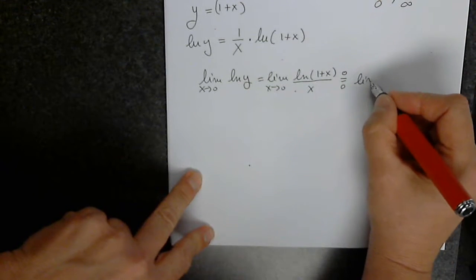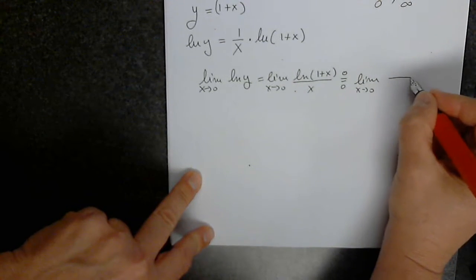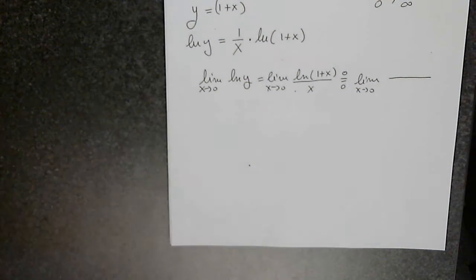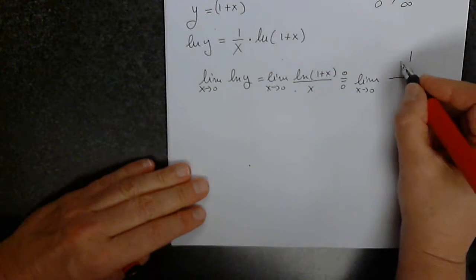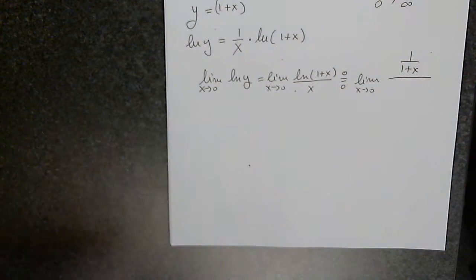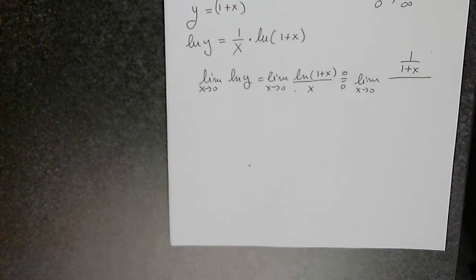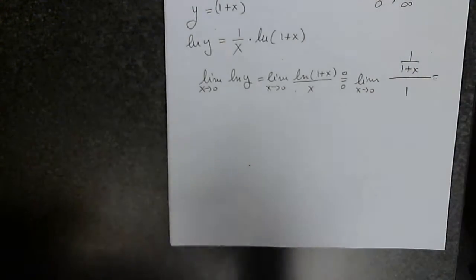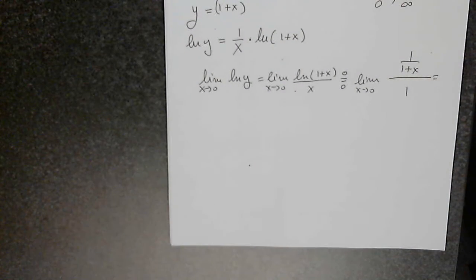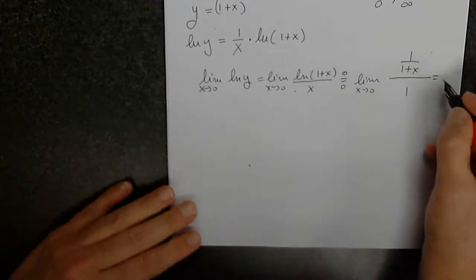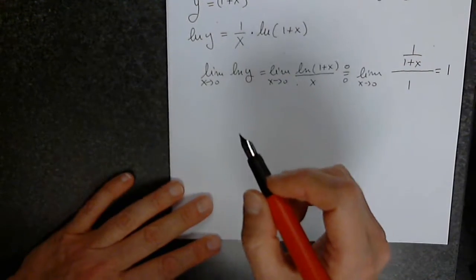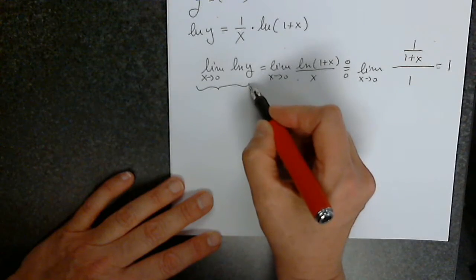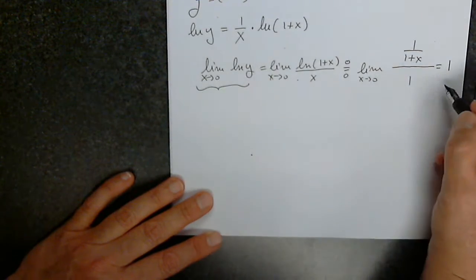So then I have limit as x approaches 0. Can anyone give us the derivative of the top as if the top is alone by itself? 1 over 1 plus x. Can anyone give us the derivative of the denominator as if the denominator is by itself? So can you please plug in 0 again and tell me what you get? 1.